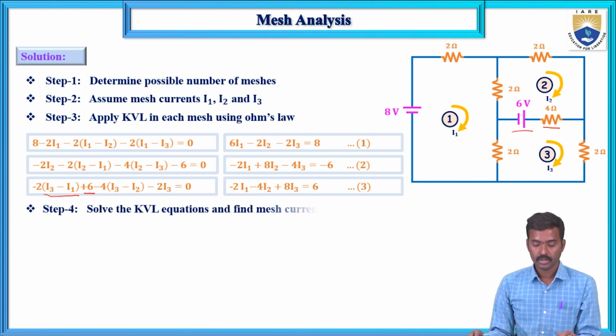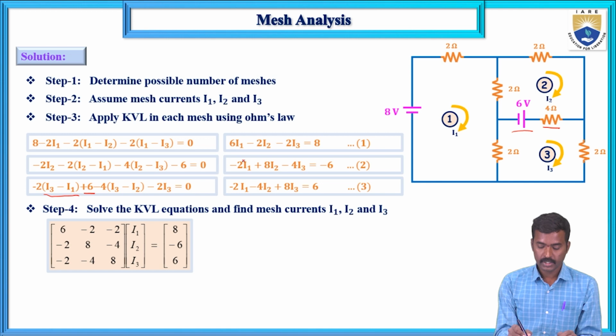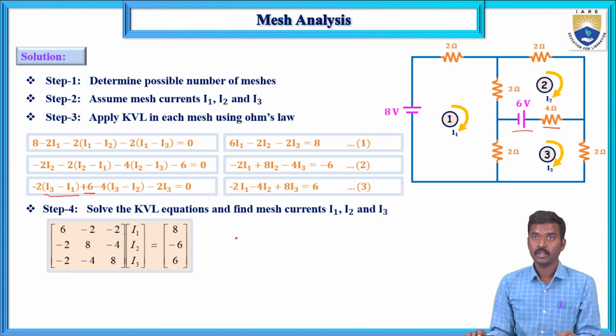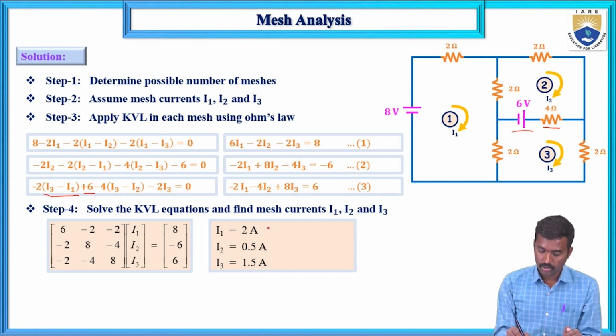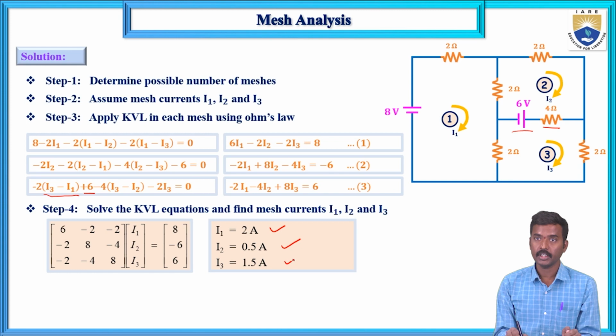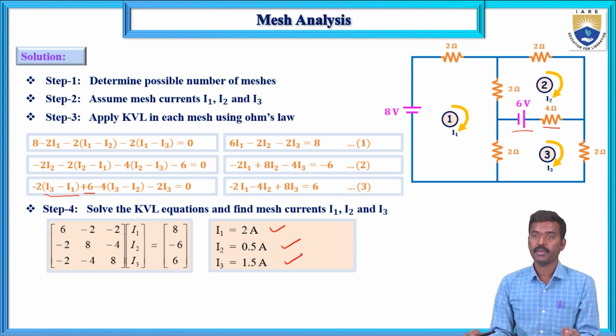From this, you can calculate I1, I2, I3. 6 minus 2 minus 2, minus 2, 8, minus 4, minus 2, minus 4, 8. 8 minus 6, 6. Solve this matrix for I1, I2, I3. I1 equals 2 amps, I2 equals 0.5, and I3 equals 1.5.